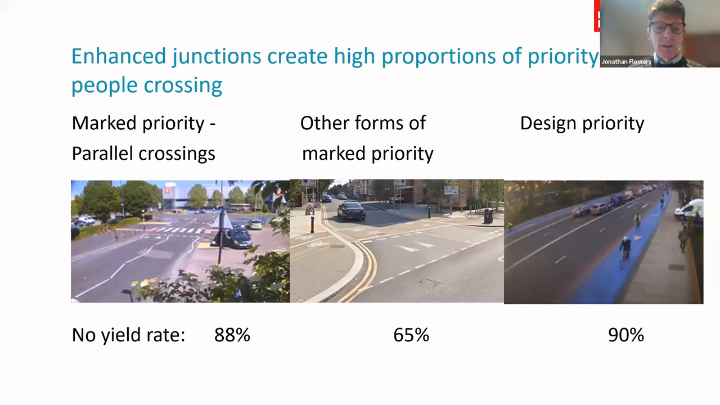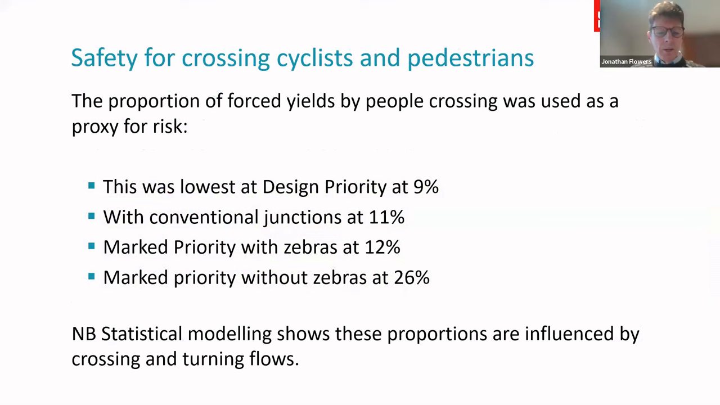On the next slide, considering safety, we use the proportion of forced yields by people crossing as a proxy for risk. So risk to people crossing side roads as vehicles are turning in or out appears to be lowest at design priority and highest at marked priority without zebras. However, it's worth bearing in mind that statistical modelling that we undertook shows that these proportions are influenced by both the crossing flow and the turning flows in and out of the junction.